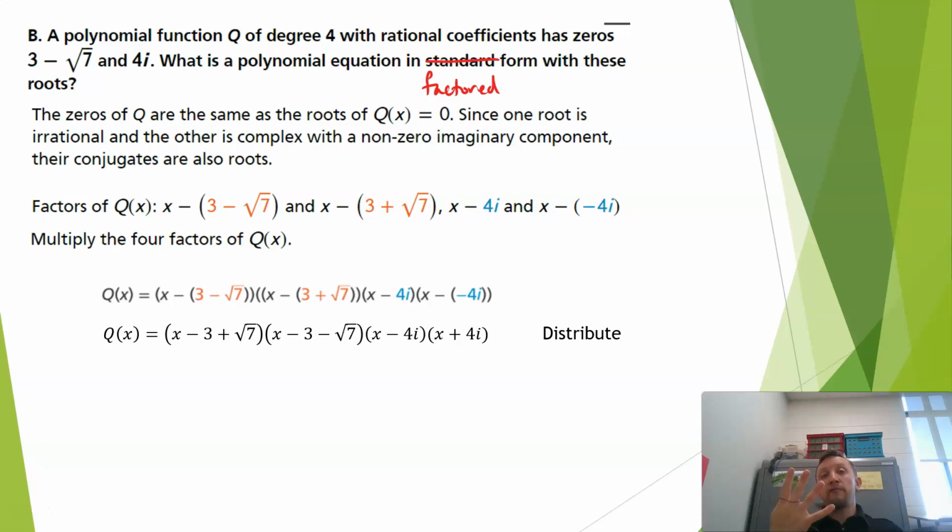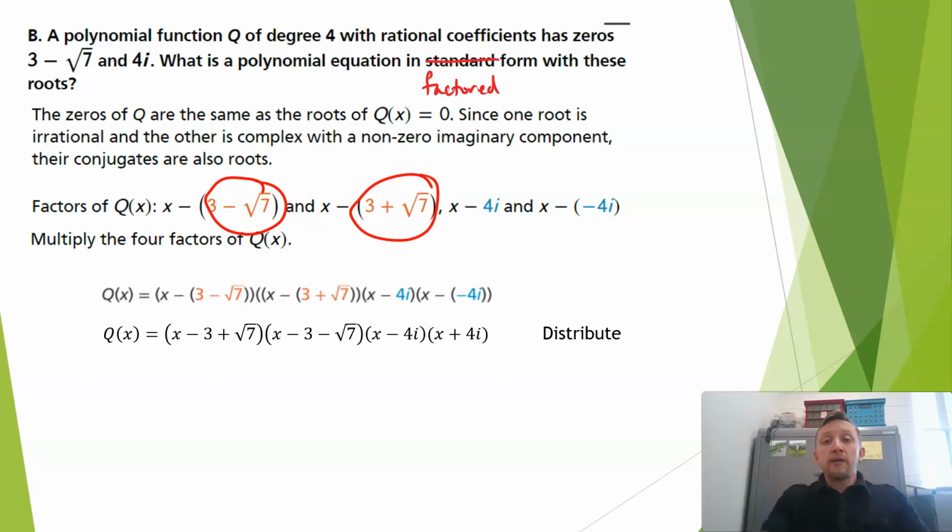But it's a degree of 4, so it's supposed to be 4 zeros. So we're going to use the complex conjugates of the 3 minus the square root of 7 and of the 4i to be able to figure out what the factored form would be. So let's start with the 3 minus the square root of 7. The conjugate of that would be 3 plus the square root of 7. Okay, so here's the original, and here's the conjugate of that.